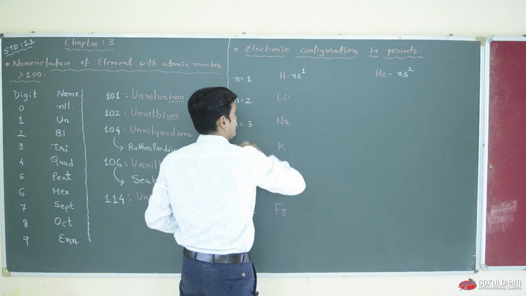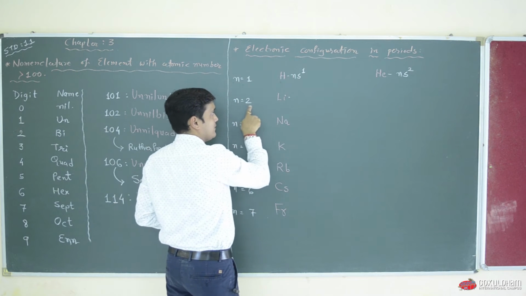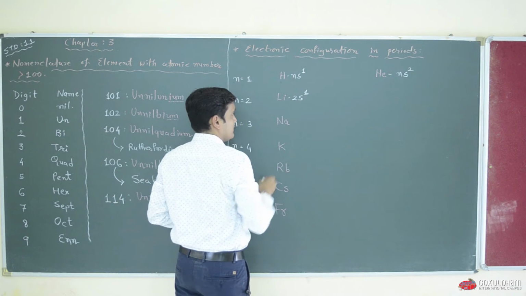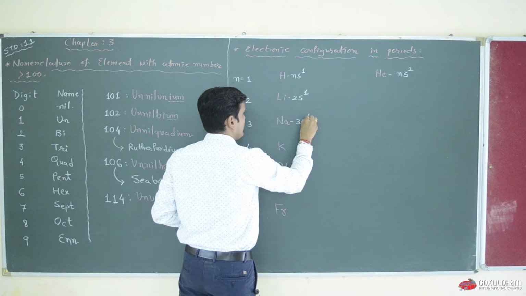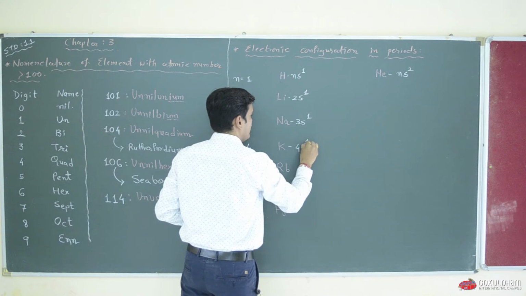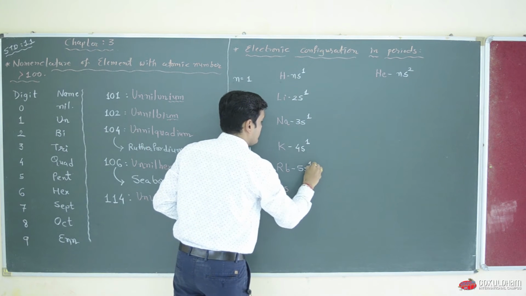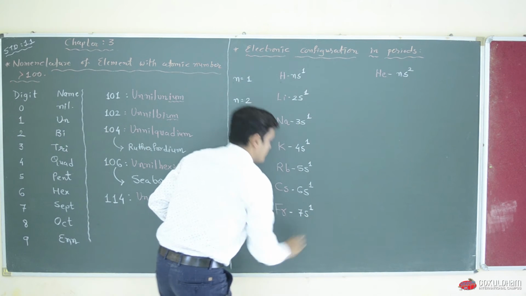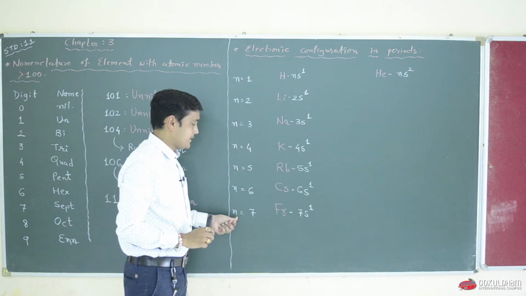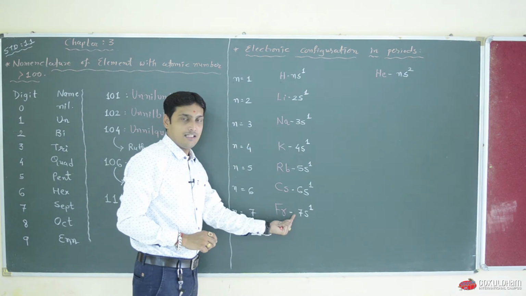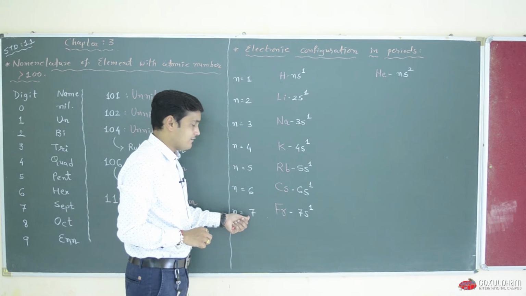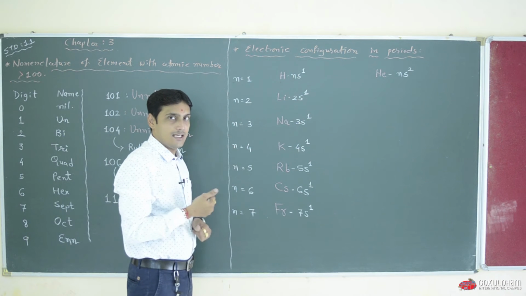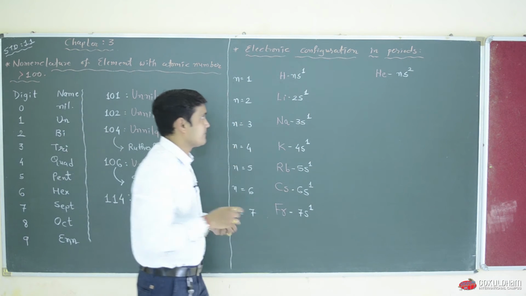ns1. Now for the second period, you will notice 2s1. In the third period, you will notice 3s1. In the fourth, 4s1, 5s1, 6s1 and 7s1. Students, in the seventh period we get the starting as 7s1, but this seventh period is incomplete in our modern periodic table. So you will not get the end of the seventh period.